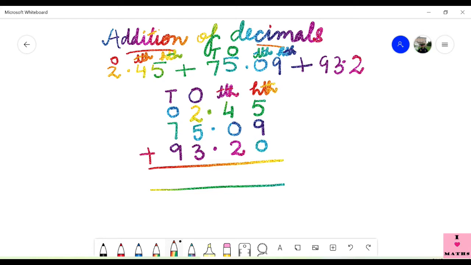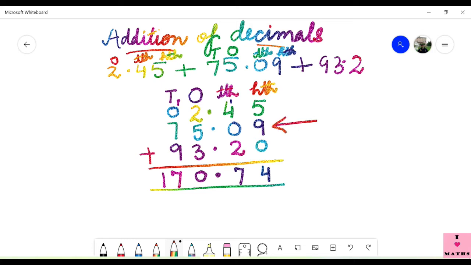Now 9 and 5 is 14, 4, 1 carry over, 4 and 1 is 5 and 2 is 7. Decimal will come under decimal. 5 and 3 is 8 and 2 is 10, 0, 1. 9 and 1 is 10 and 7 is 17. The answer is 170.74.